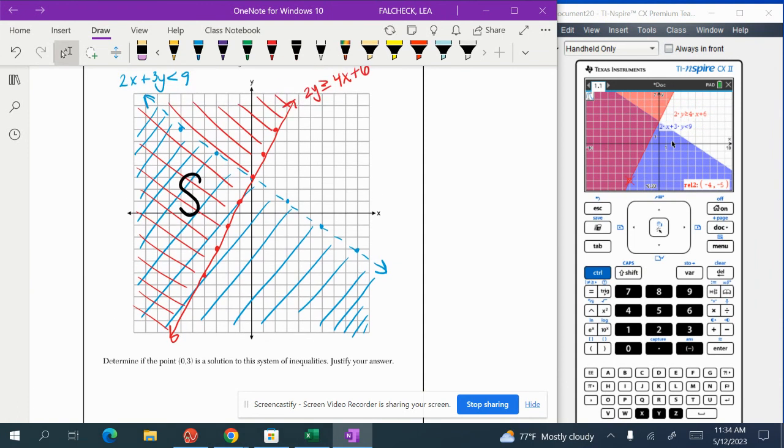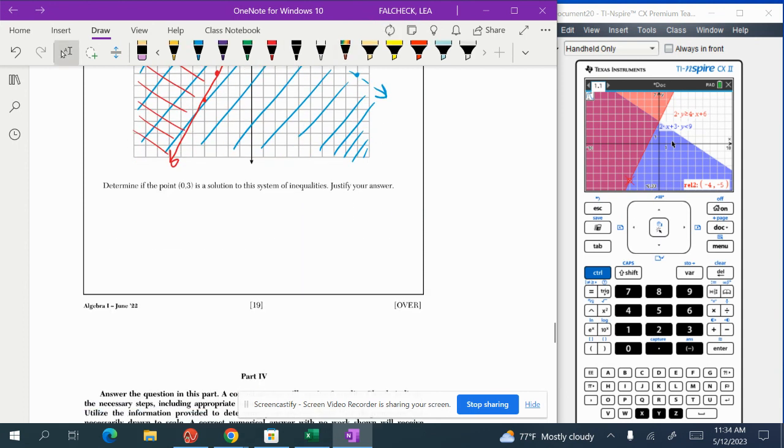Now it says determine if the point 0, 3 is a solution to the system of inequalities. Justify your answer. Now it is very enticing to just be like, oh yeah, this is where the two lines cross. It's totally a solution. But this is where a solid line and a dashed line cross. Therefore, it is not the solution because anything on the dotted line is not in the solution set. So we would say that 0, 3 is not a solution to this system of inequalities.